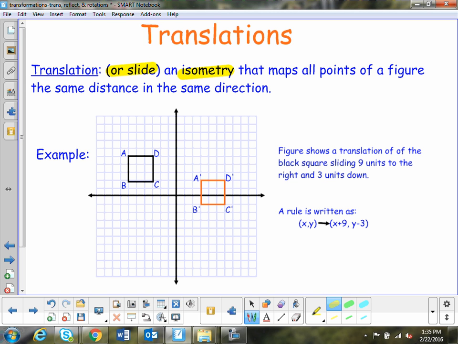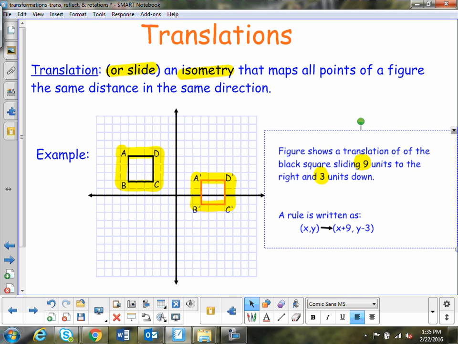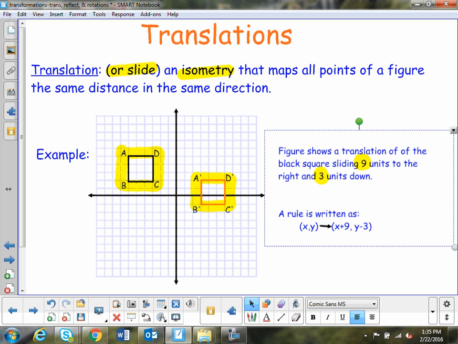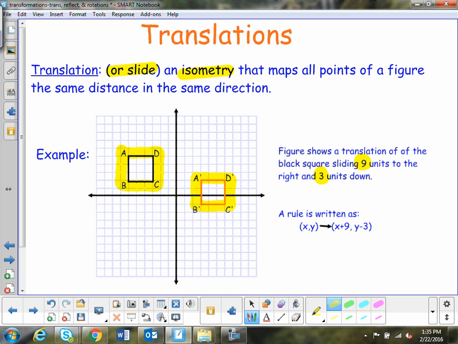So for instance here, you have the pre-image right here, and it's being mapped onto this one over here. So what happened here, it slid to the right and down. How many? It says there, 9 units to the right, 3 units down. So here's how you would write your rule. x, y maps onto x plus 9, y minus 3.